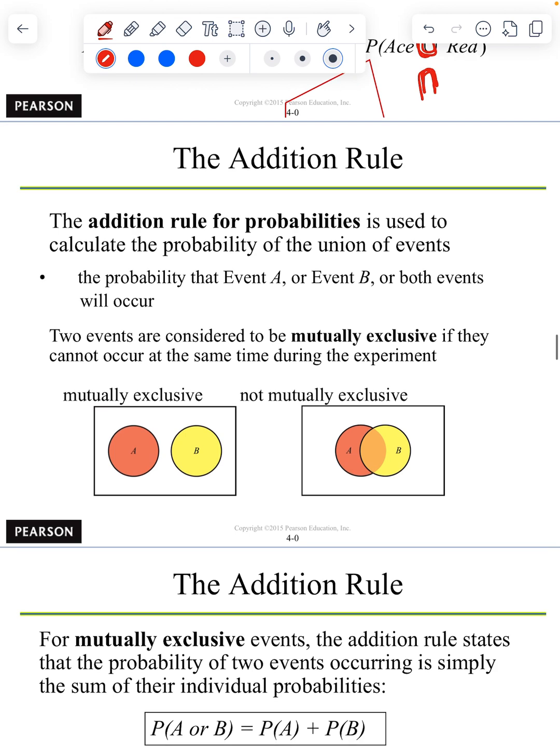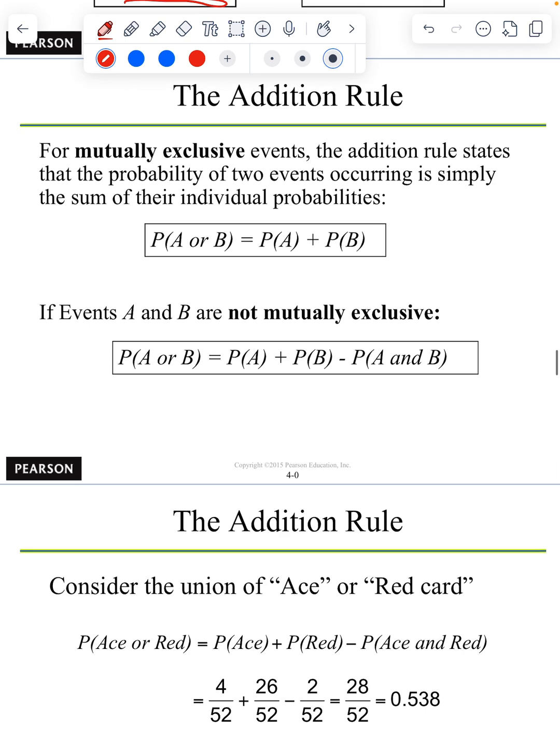The addition rule for probabilities is used to calculate the probability of the union of events, so the probability that event A or event B or both events will occur. Two events are considered to be mutually exclusive if they cannot occur at the same time during the experiment. So this is representative of mutually exclusive. Now let's look at this.